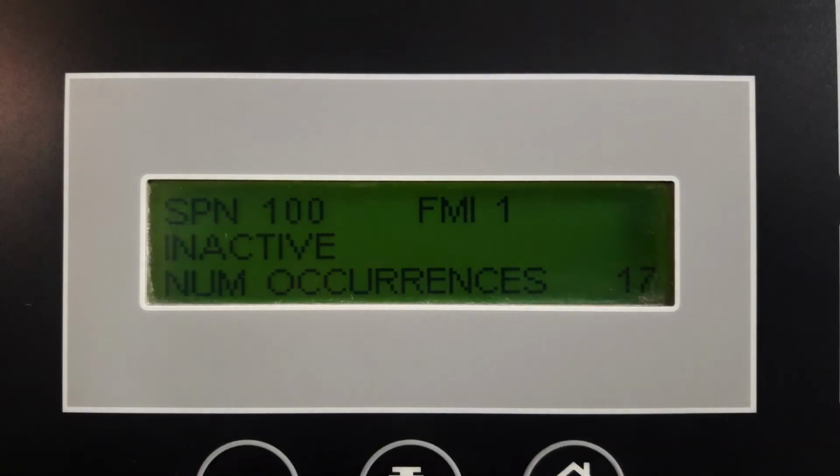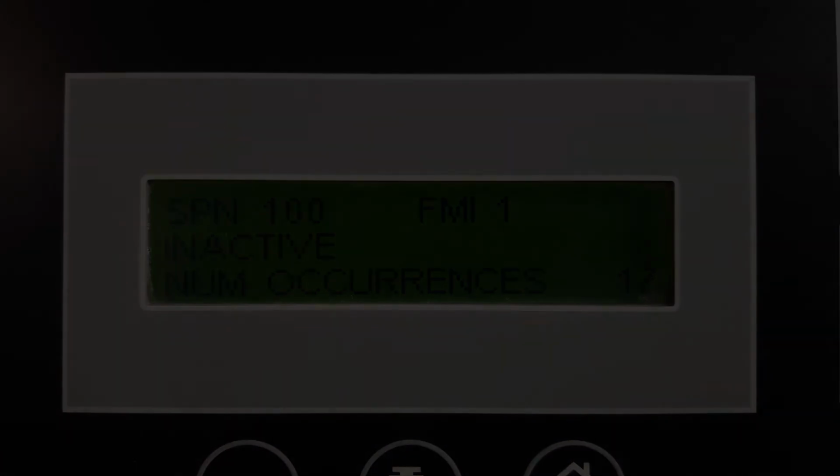SPN 100 FMI 1. What does it mean? Well, this fault code tells us the engine shut down due to low oil pressure. Let's go a little bit further.